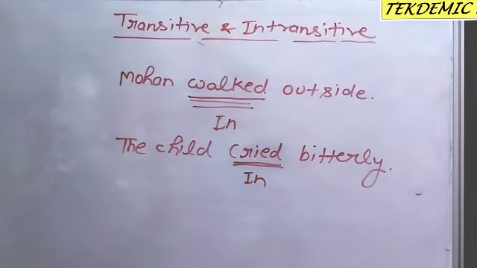So now you have understood what intransitive and transitive verbs are. Transitive verbs require an object to complete their sense, and an intransitive verb does not require any object to complete its sense. Now we will learn about the incomplete verb.